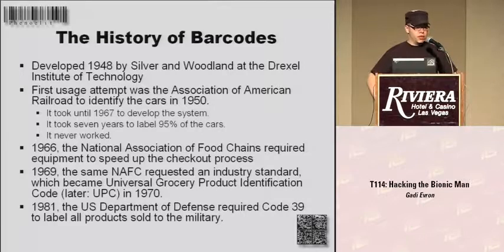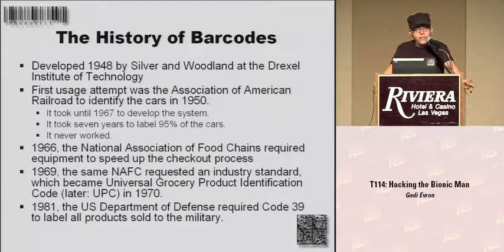What about the history of barcodes? They got developed in 1948 by two people. And the first usage attempt, and that's actually really funny, was the American Railroad people who tried to barcode all the cars that they have. It took them 17 years to label all the cars, and then the system didn't work. It never did. At that point in time, people figured barcodes are useless.